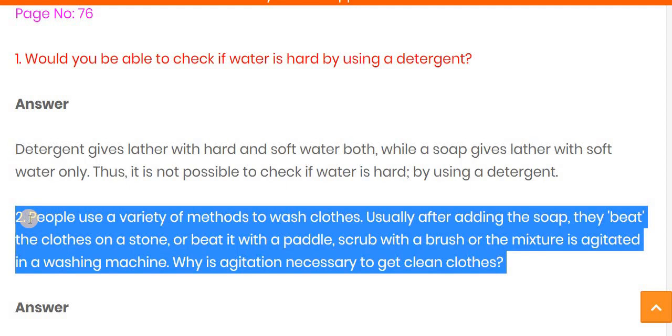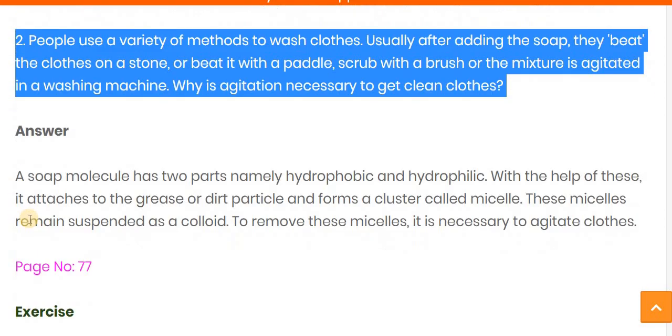Now let's move further. Question number 2. People use a variety of methods to wash clothes. Usually, after adding the soap, they beat the clothes on a stone or beat them with a paddle, scrub with a brush, or the mixture is agitated in a washing machine. Why is agitation necessary to get clean clothes?